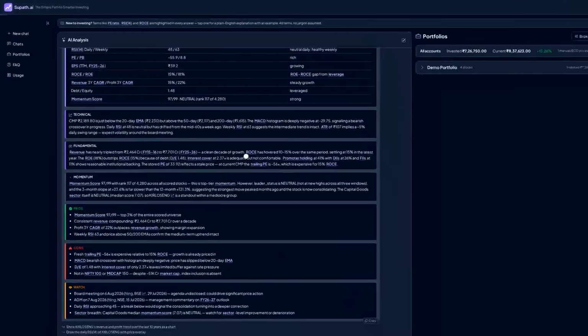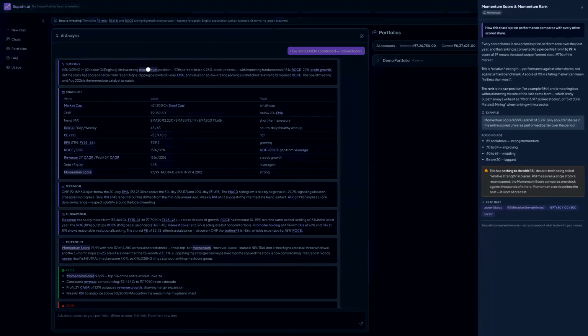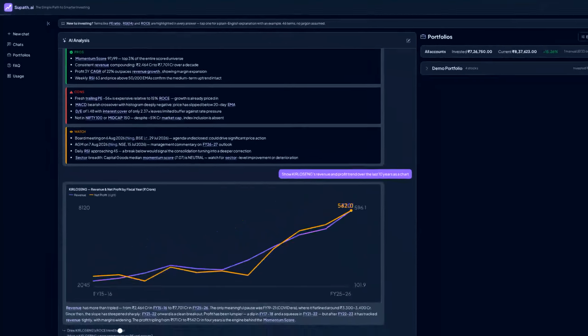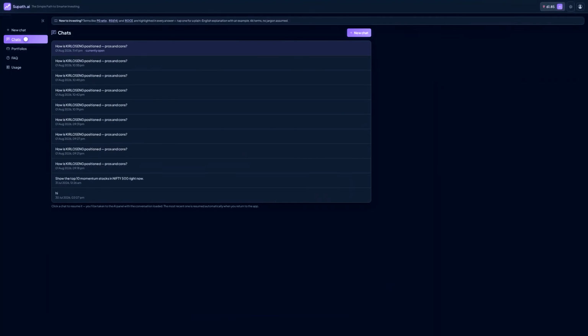Any market term inside the answer is clickable. Tap it, and a plain English explanation opens right there, without ever leaving the answer itself. It suggests what to ask next. Every conversation you've had stays saved, so you can pick up where you left off.